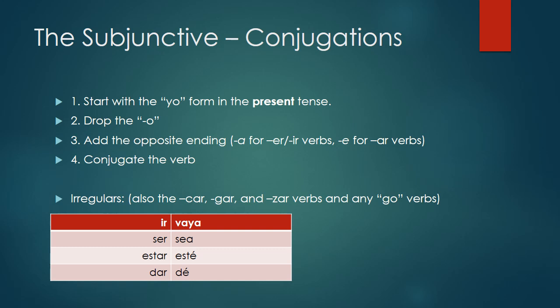There are some irregular verbs in the subjunctive. There are some verbs that follow the four-step pattern, but there are some that are totally irregular. The ones that are totally irregular are ir, which is vaya, ser, which is sea, estar, which is esté, and dar, which is dé. The rest of the irregular verbs in the subjunctive aren't really irregular because they follow the four-step process. They just have irregular yo forms.